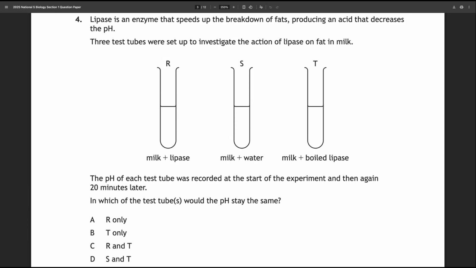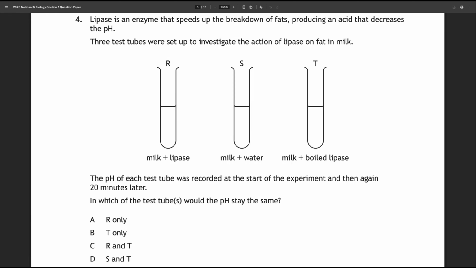So if the reaction is taking place, if lipase, the enzyme, is breaking down the fats, that means that the pH will become more acidic. That will decrease the pH. Okay, so if we look at our milk and lipase, I would imagine that everything's going to function properly here, that the lipase is going to break down the fat in the milk, and therefore it will become more acidic. So the pH should decrease in R.